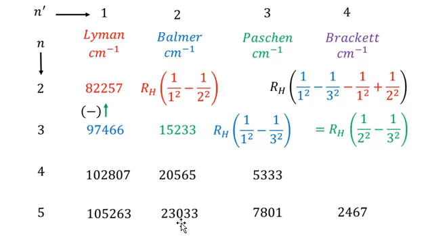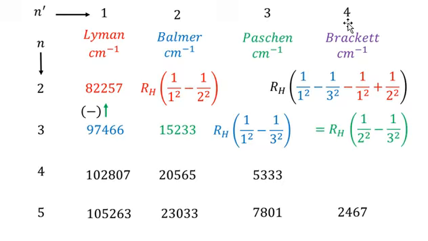And if the transition from the fifth level of the hydrogen atom takes place to the level number 2, then of course this wavelength, which is 23033, will be emitted. For the Paschen series, the basic level is the level number 3. So the first transition of the Paschen series will take place from the level number 4 to the level number 3, and then this wavelength, which is 5333, will be emitted. And the next higher transition will be from the level number 5 to the level number 3, which will form the second transition of the Paschen series, and will give you a wavelength of 7801.